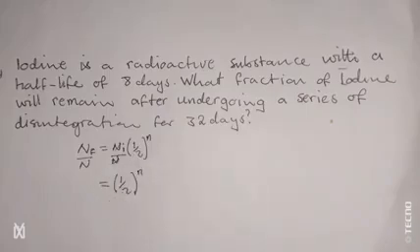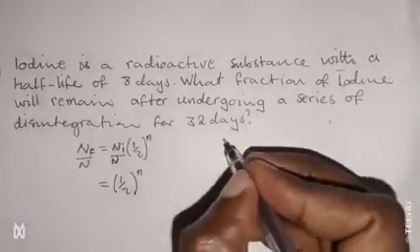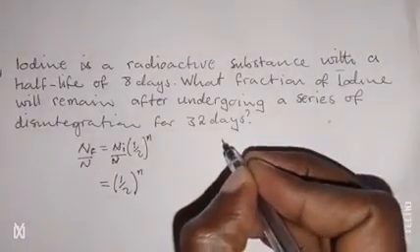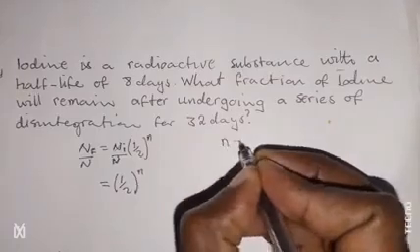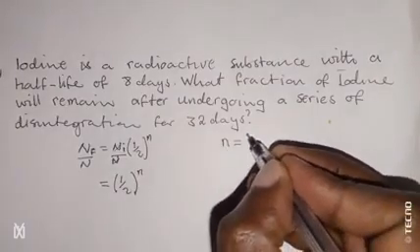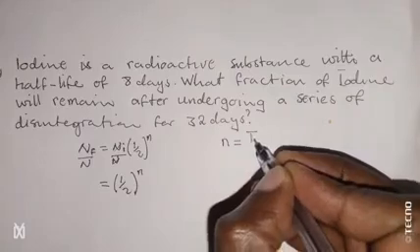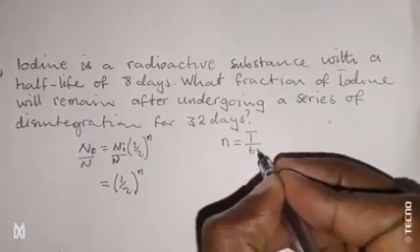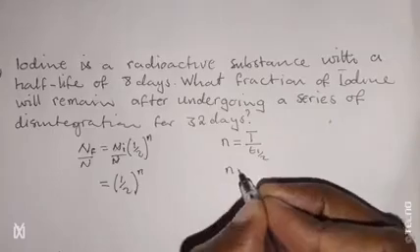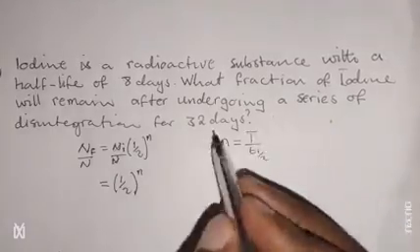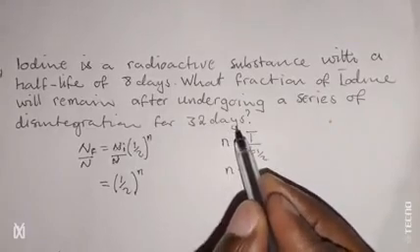So here we need to find the value of n. How are we going to find the value of n? We have this formula here. When you talk of half-life, the number of half-lives, n, is equal to the total time taken, t, over the half-life. So this is the formula that we use. So here n is equal to, the total time is 32. So 32 days is the total time.